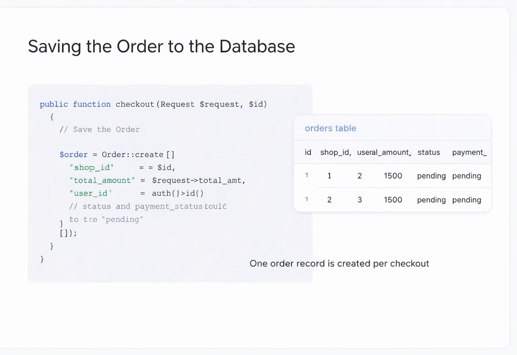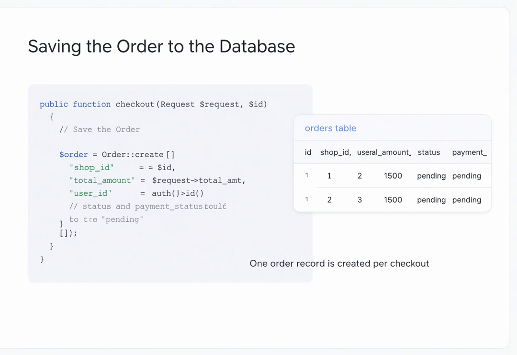Now the instructor writes the actual save logic. Using Laravel's Eloquent ORM, a new order record is created with 3 fields: the shop ID taken directly from the URL parameter, the total amount from the request, and the user ID from the authenticated session using auth ID. The status and payment status fields don't need to be set explicitly because the database migration already defines them with a default value of pending.